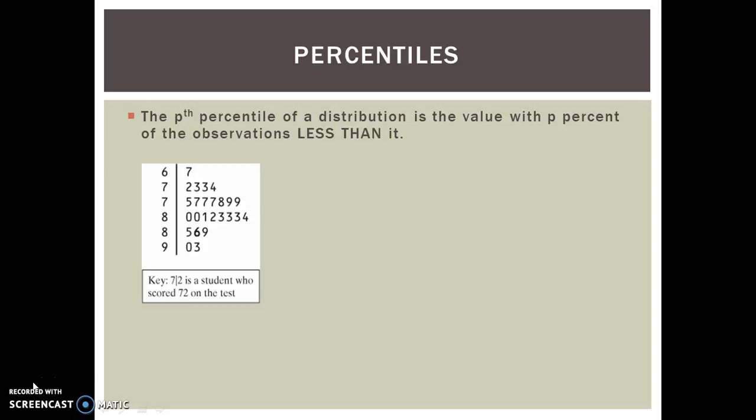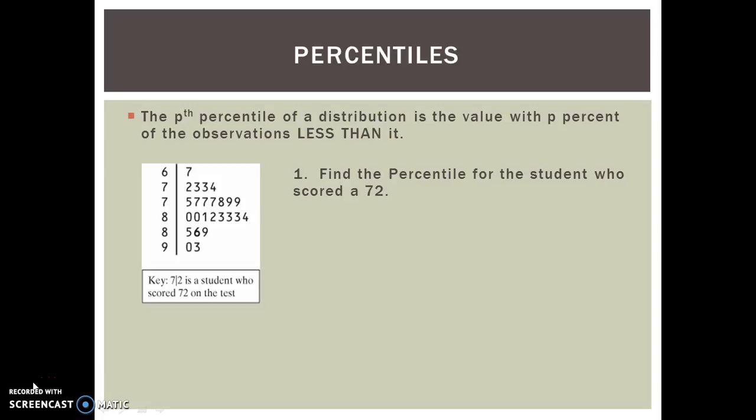So if I was giving you this stem plot, and I asked you to find the percentile for the student who scored a 72. So there are 25 students that took the test. The lowest grade was a 67, the highest grade was a 93. The student that scored a 72 is the second to lowest student. So there's only one student underneath him.